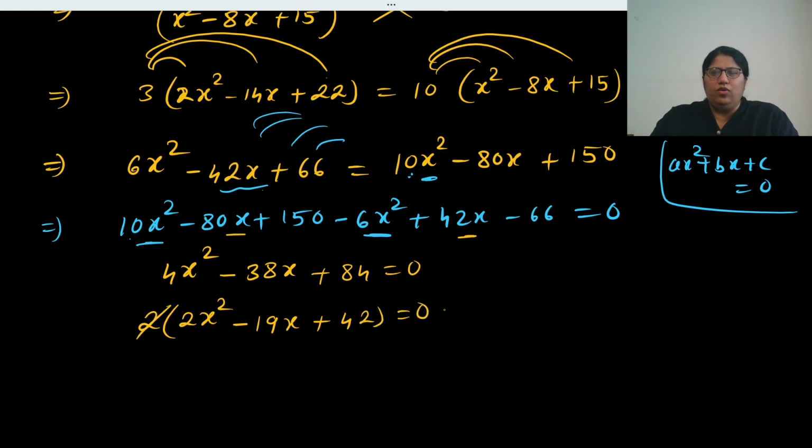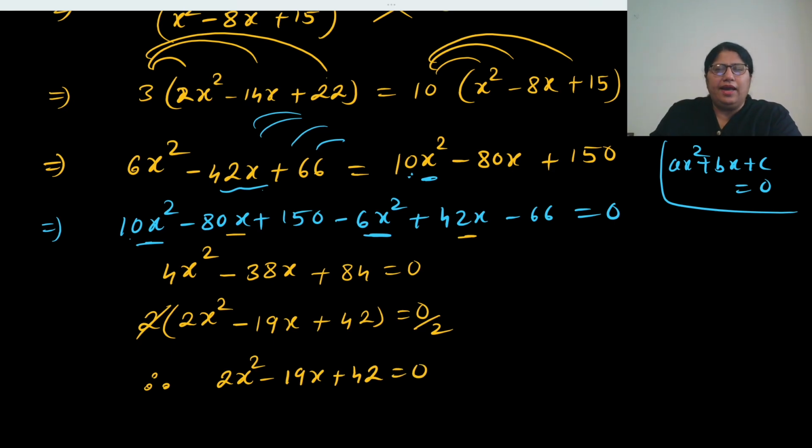Now 2 can go to the denominator, it will become 0. Therefore, your equation is 2x² − 19x + 42 = 0. This is right. This is the most important part, because if this part is wrong, then automatically your answer or finding roots will become wrong, right? So this is your simplest form of the equation.